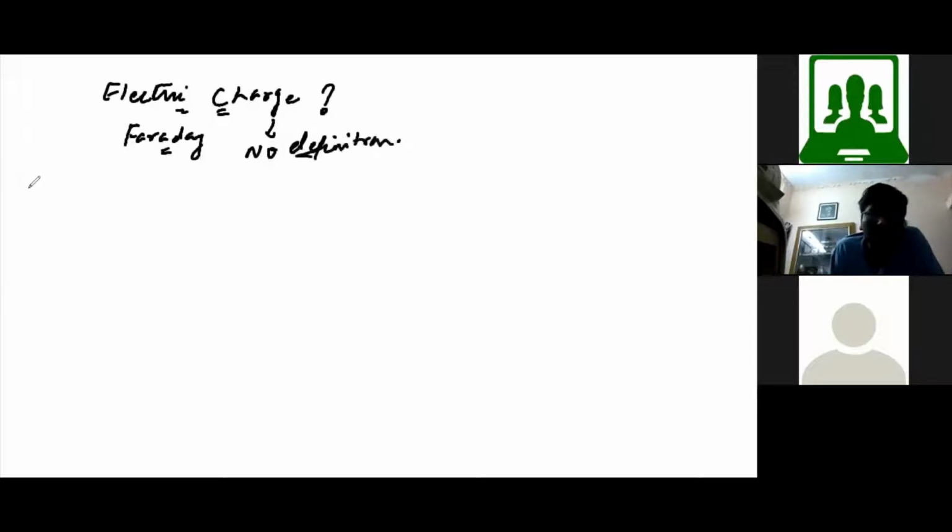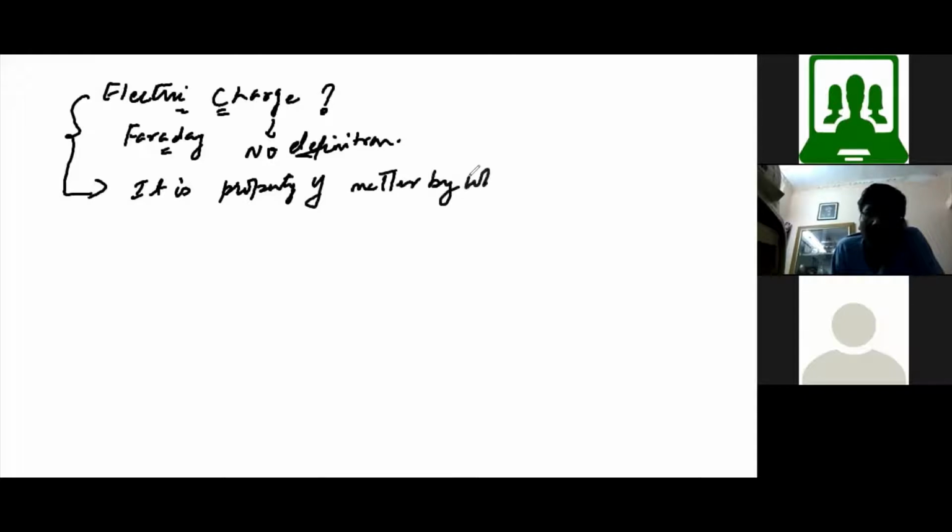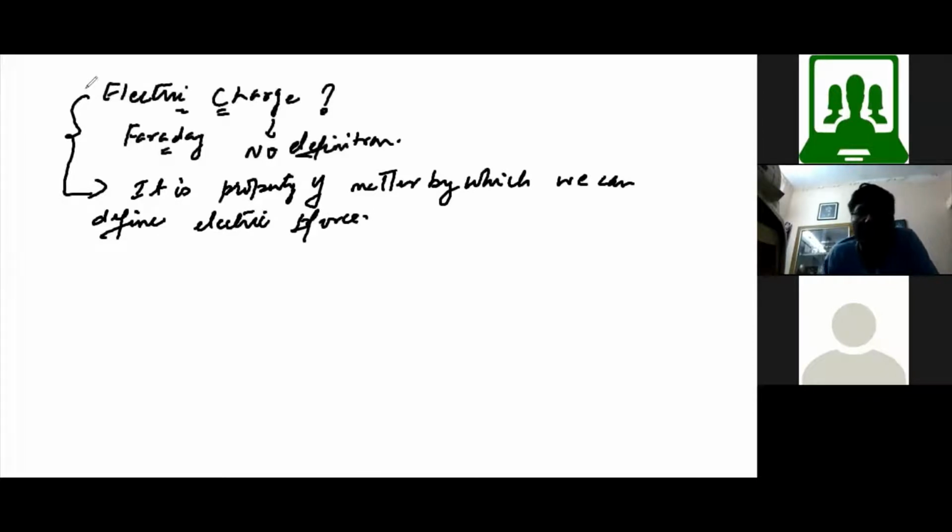So what is basically an electric charge? It is a property of matter. Charge is a property of matter by which we can define electric force. If you want to define electric force, then you need a property that is known as electric charge.